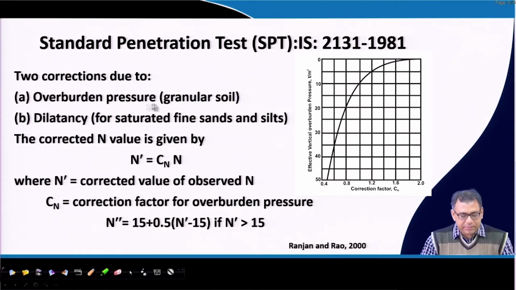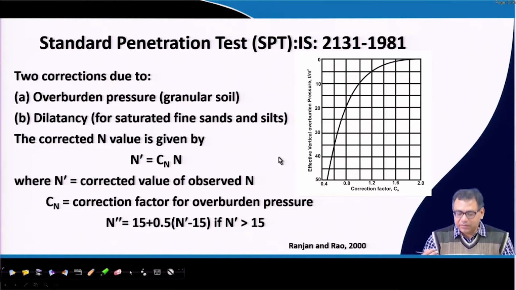This overburden pressure correction is applicable for granular soil, and the dilatancy correction is applicable for saturated fine sand and silt. In that sense, if the soil is clay, then no corrections are required. That means corrections are required for granular soil or silty soil. Okay? And I have discussed why the overburden pressure correction and the dilatancy correction are required.